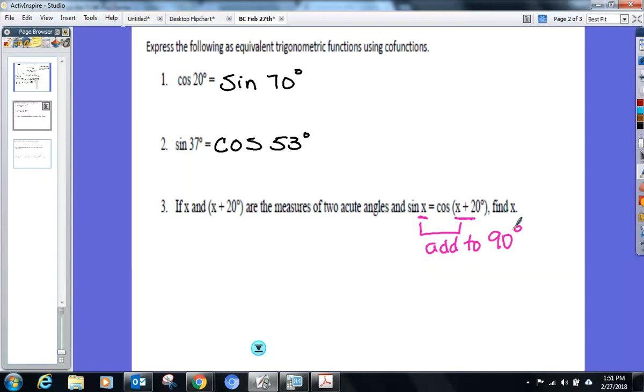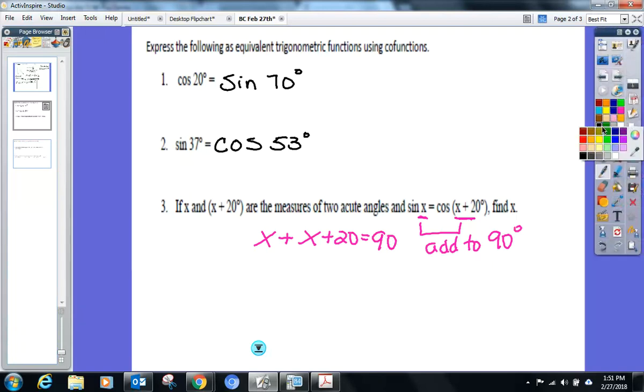But everyone see that? Sine and cosine, when they're equal, their angles add to 90. So what is the equation I can solve? X plus the other angle, x plus 20 equals 90. Don't set them equal. They've got to be complementary for sine and cosine to be equal.